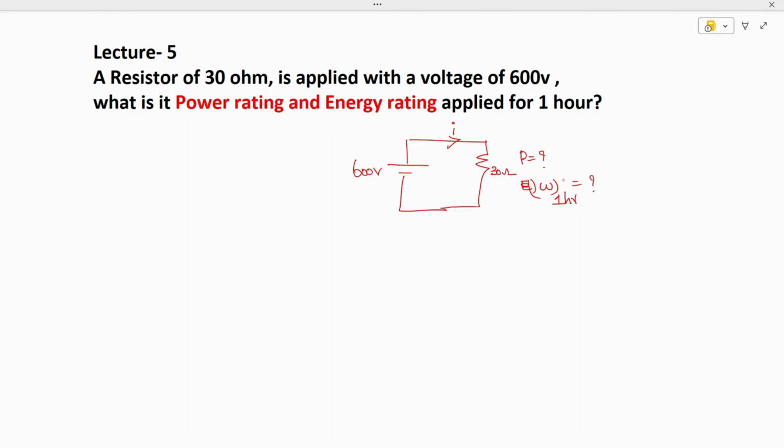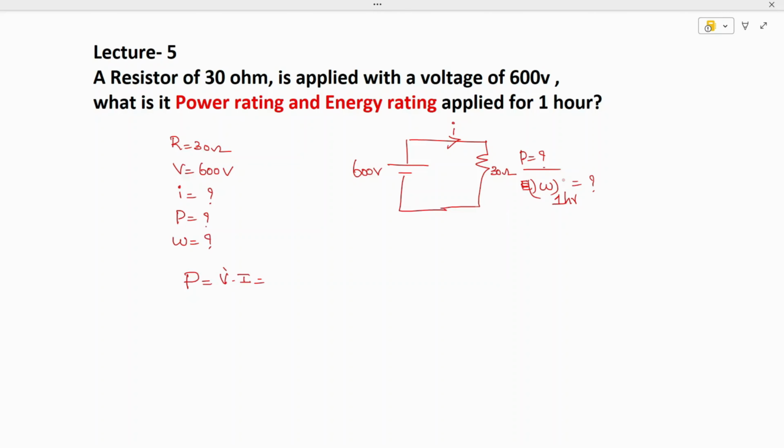Now let's try to write down the given data. R is equal to 30 ohms, V is equal to 600 volts. What we need to find out is current, power, as well as the energy. So here, let's first find out the formula for power. The formula for power, P equal to V into I.